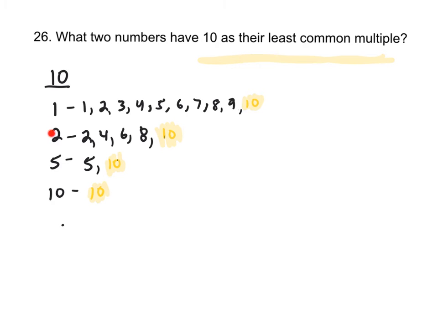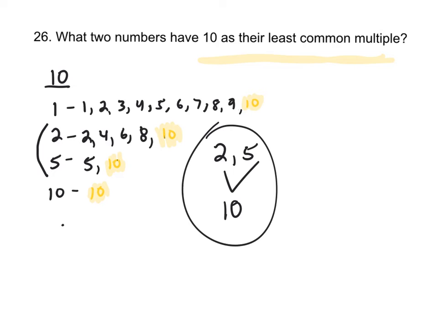How about 2 and 5? Let's compare 2 and 5. 2, 4, 6, 8, 10. So 2 and 5 could certainly work. The least common multiple of 2 and 5 would be 10. So 2 and 5 have the least common multiple of 10.